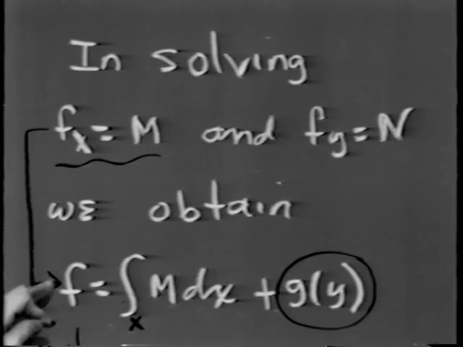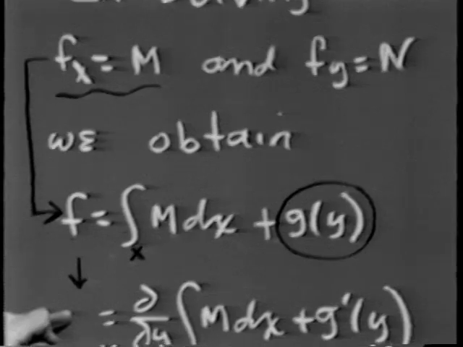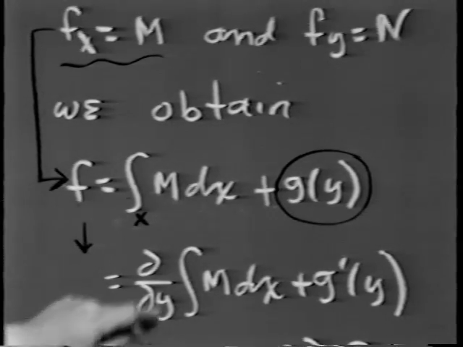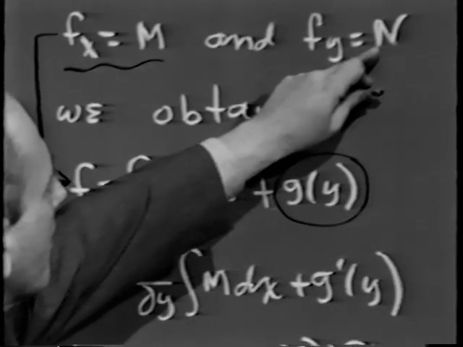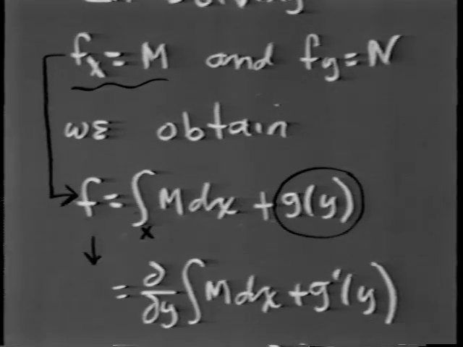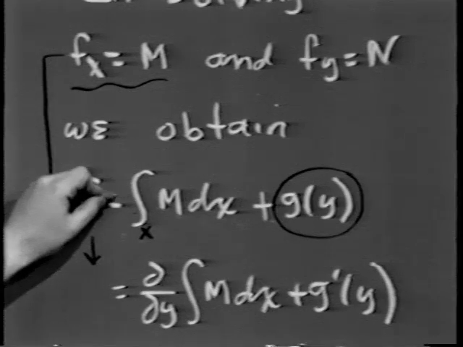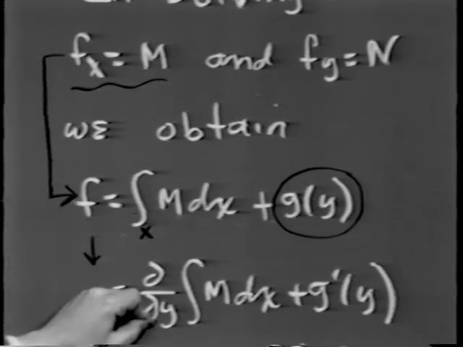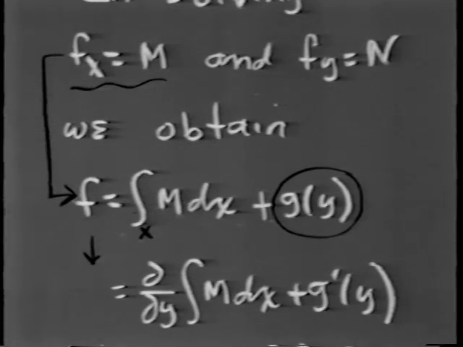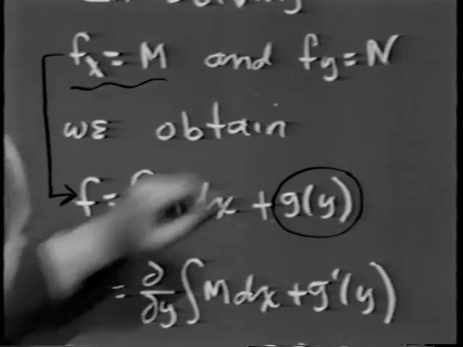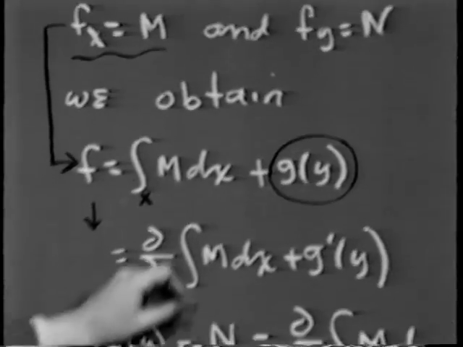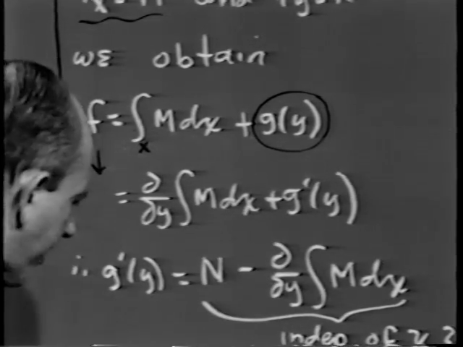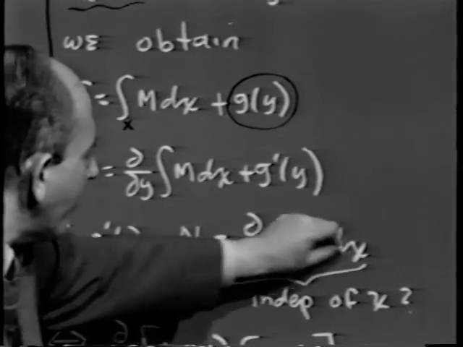What was my next step? I took the partial of this with respect to y, and I was going to compare that with what I knew the partial of f with respect to y had to be, namely n. So I then took the partial of this with respect to y. That gave me the partial of this integral with respect to y, plus g prime of y. And equating that to n, I got that g prime of y was n minus the partial with respect to y of the integral of m dx. And again, don't be alarmed by this expression.